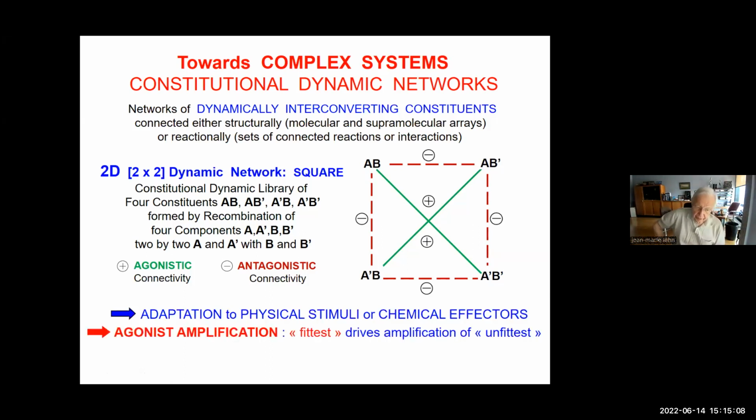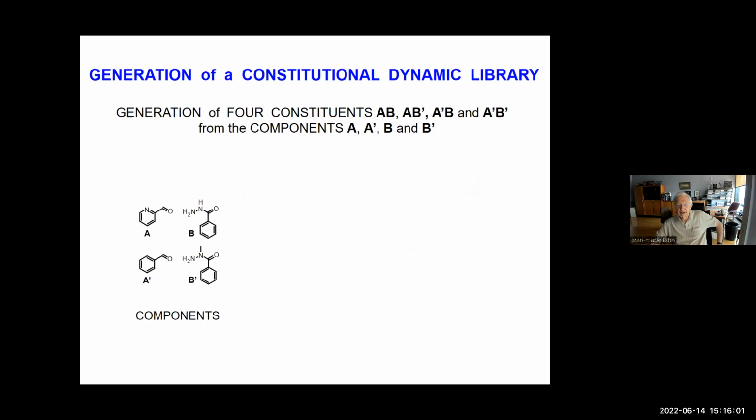So the important thing here, and this will come up later on again, is that you have agonist amplification. When one agonist, for instance AB, is amplified, increased, it also increases A prime B prime. So the fittest drives the amplification of the unfittest. This is a very interesting property. When constituents do not share a component, they are agonistic. And this, of course, is rather intriguing, that the fittest for a given property drives amplification of the unfittest for that same property. And these are adaptive chemical networks. Let me illustrate that now in a very simple way. Take this pyridinaldehyde and benzaldehyde.